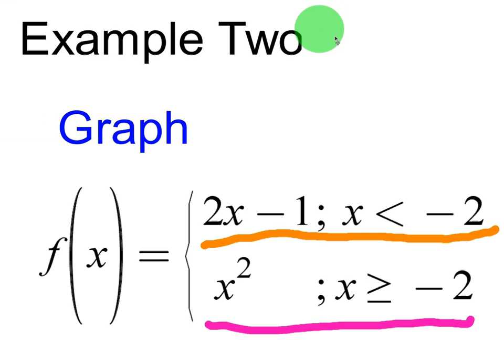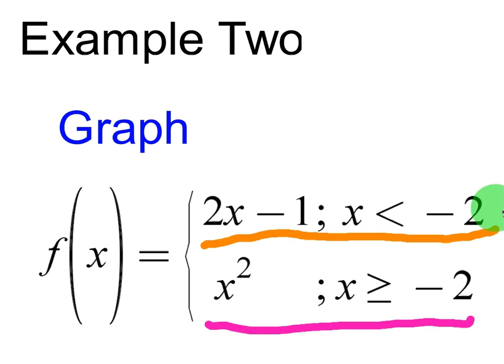Alright, for example 2, we have another two-piece function. Let's read this together. f of x, wow, huge parentheses, reminds me of a spider. Top piece, f of x is 2x minus 1 whenever x is less than negative 2. Bottom piece, f of x is equal to x squared whenever x is greater than or equal to negative 2.